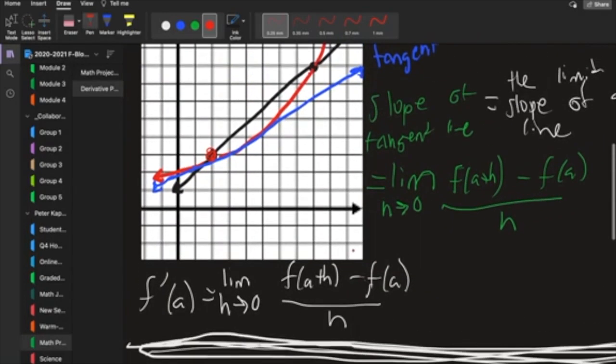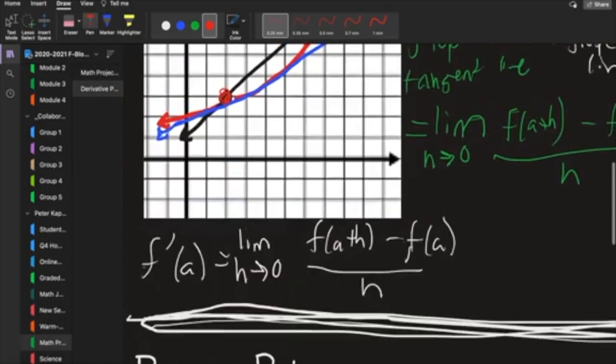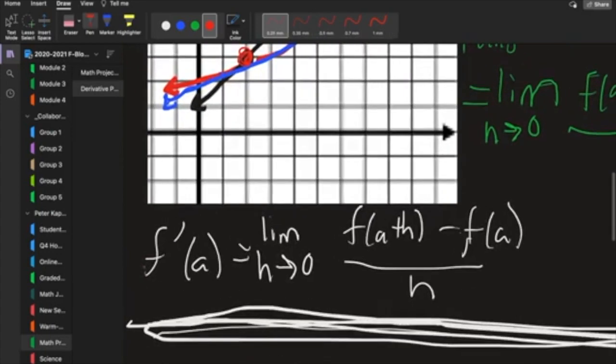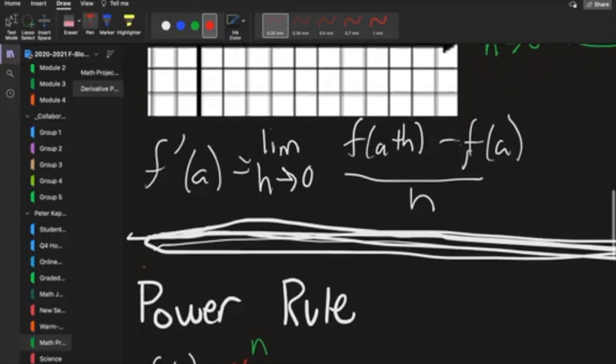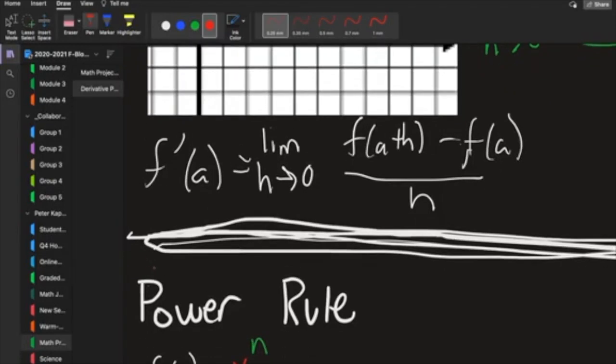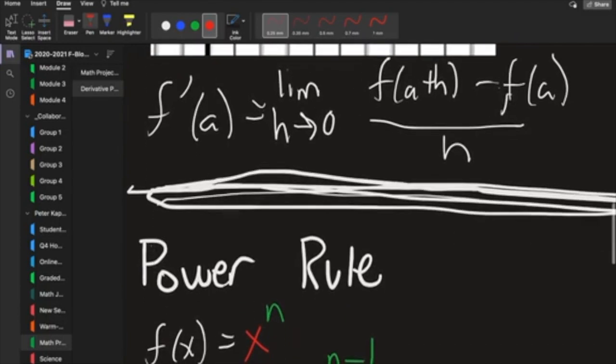So say we don't want to have to go through this lengthy process to find a derivative every time. We also have something known as the power rule. And basically, the power rule is one of the most crucial parts of calculus because we can find the derivative of a function without needing to use a graph. We can literally just use the function and find the derivative right off that function. So let's look at this below.